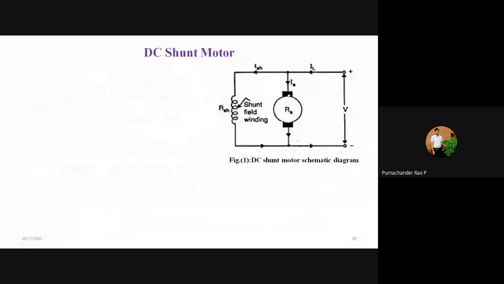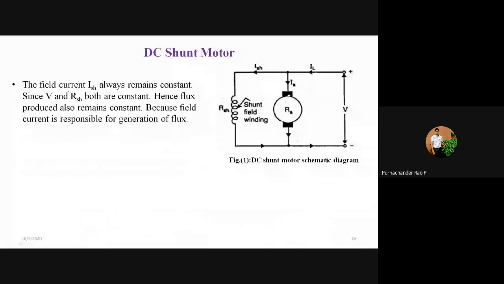And in this shunt motor, the field current ISH is always maintained constant, because ISH is equal to the terminal voltage V divided by RSH. This terminal voltage is always constant, and your shunt field resistance is also constant, and therefore ISH is always constant. And hence the flux produced is also constant in DC shunt motors.